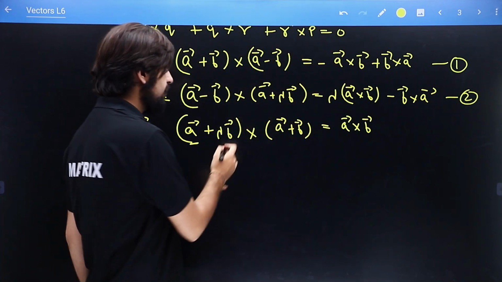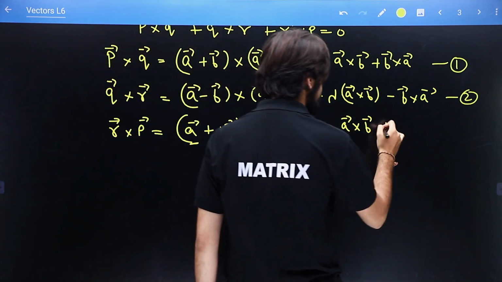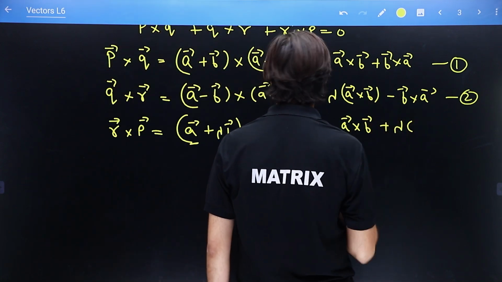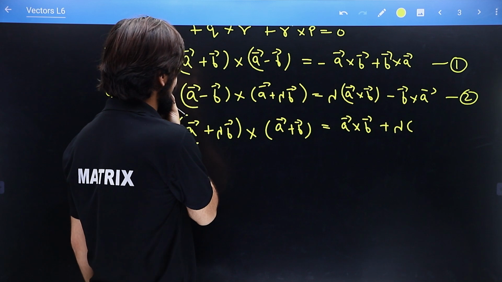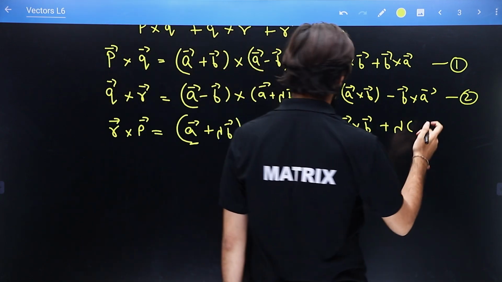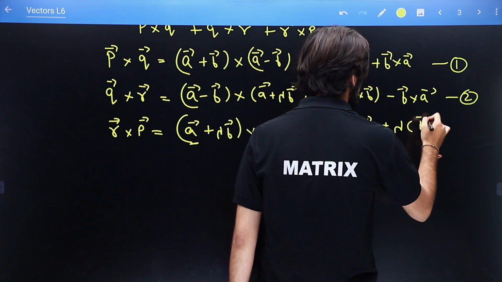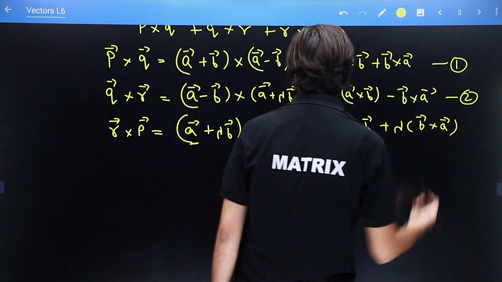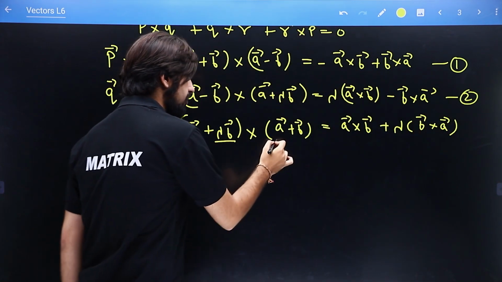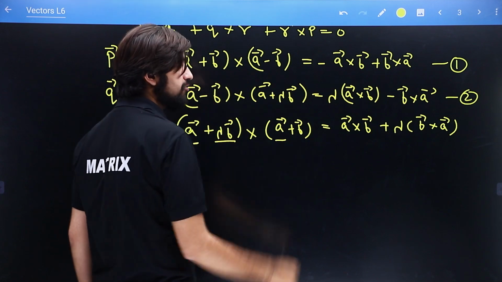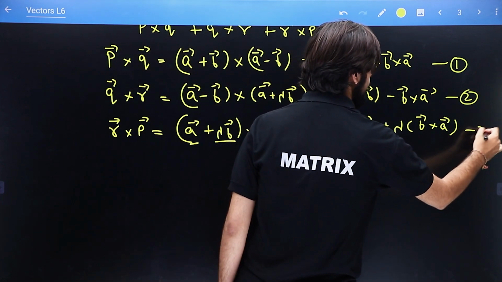Okay. Then lambda times A, so this will be plus lambda times A cross B. We have lambda here also, right? No. Lambda times A cross B. Lambda times B cross A, not A cross B. So this will be lambda times B cross A and lambda times B cross B. So that will be 0. This is your equation number 3.